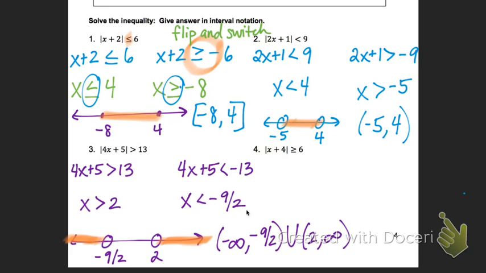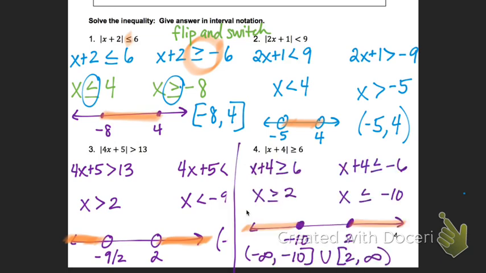Okay, I want you to try number 4 all on your own. Okay, so I got negative infinity to negative 10, bracket, union, bracket, 2 to positive infinity. Are we okay with this?